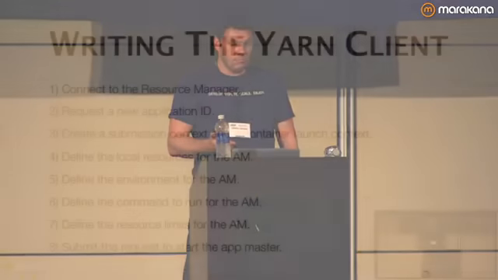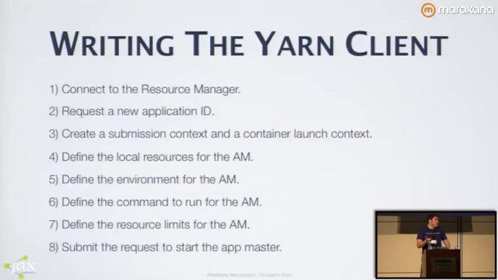So what does that mean when I'm writing a Yarn client? What are the steps I have to follow? So just for this first step to start the application master, I have to first connect to the resource manager. Oh, step 0 is copy the jar file to HDFS. So here I'm assuming that it's already there. I connect to the resource manager, then I request a new application ID. From now on, when I talk to the resource manager about this application, I have to use that ID. Then I create a submission context that identifies the application.